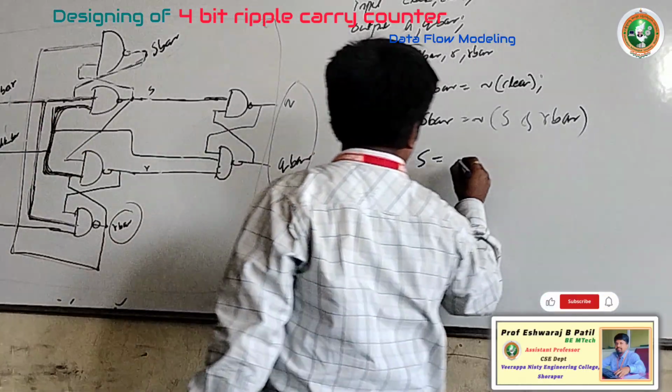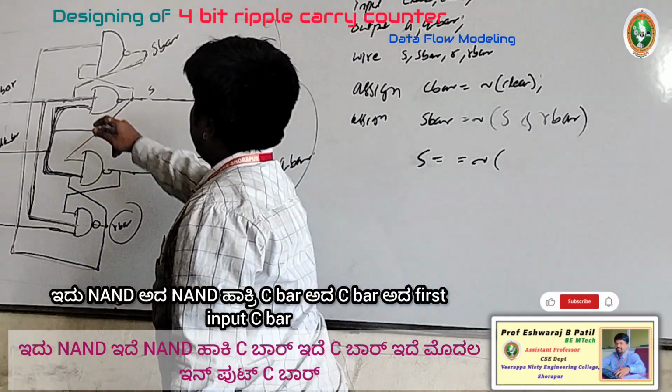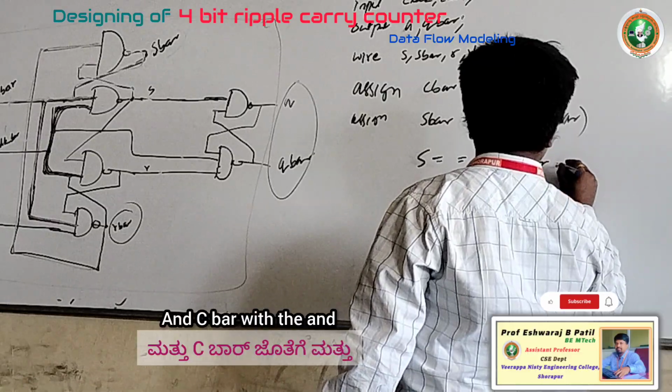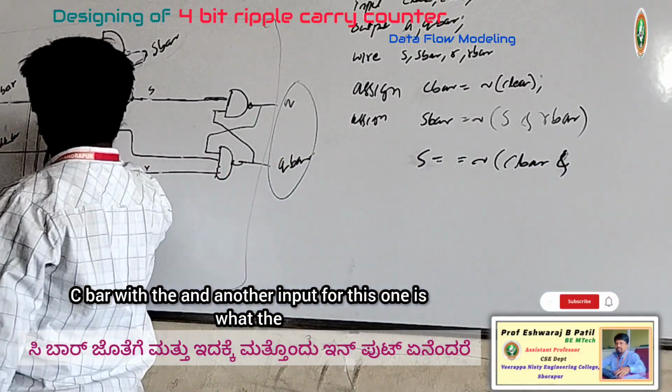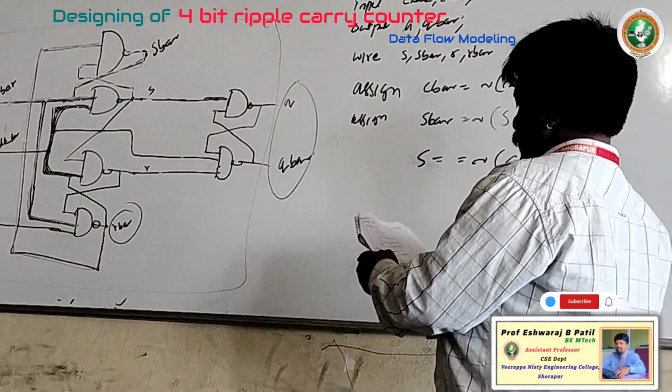One is C bar. This is a NAND, so put NAND. The first input is C bar, and another input for this one is the clock, CLK bar.